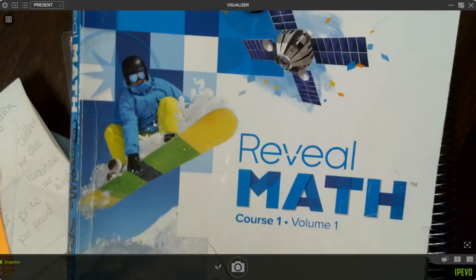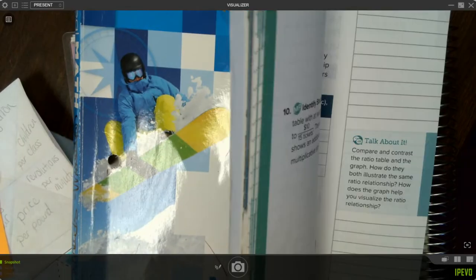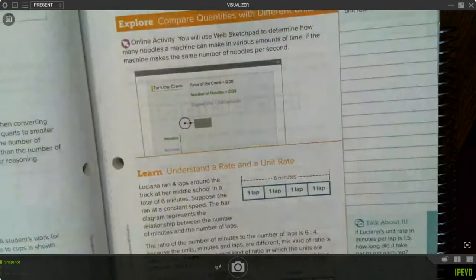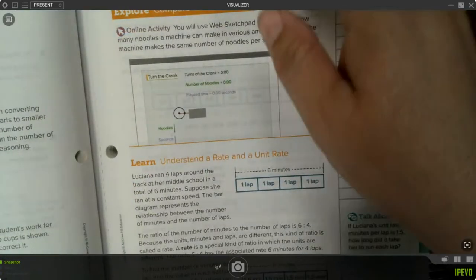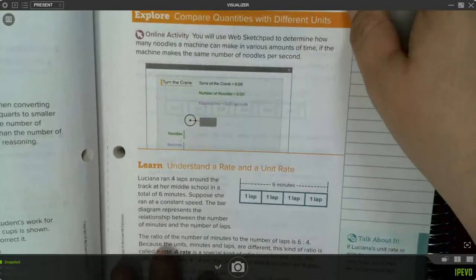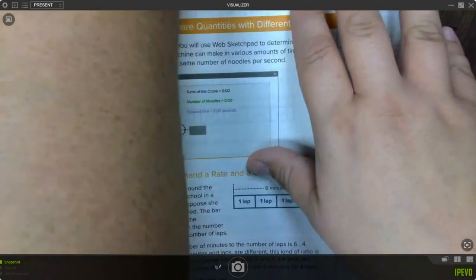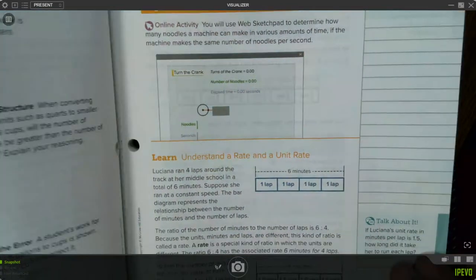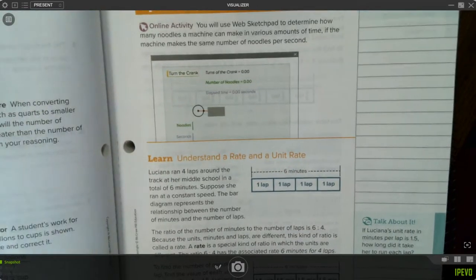Hi everybody. Today we're going to be talking about lesson 1-7, and this is on page 57 of your math book. So if you're following along on the video here, please be following along in your book as well. All right, so today we're talking all about understanding rates and unit rates.